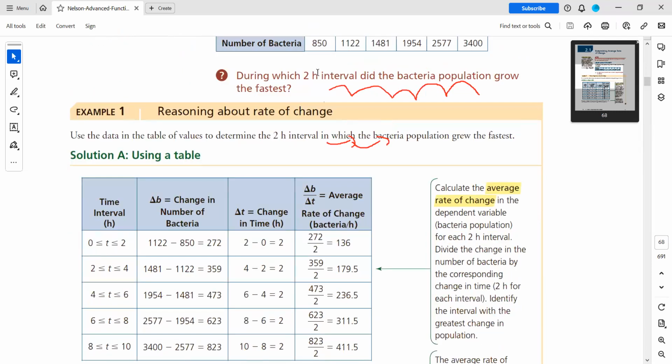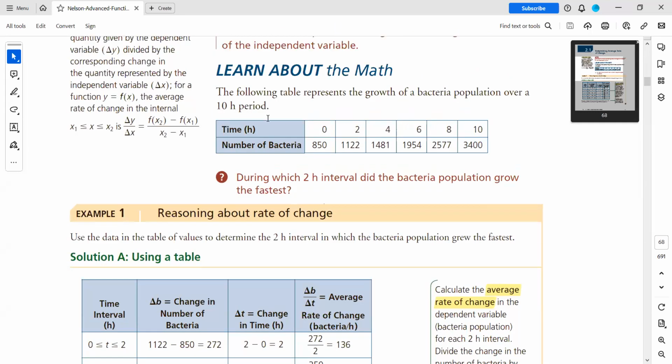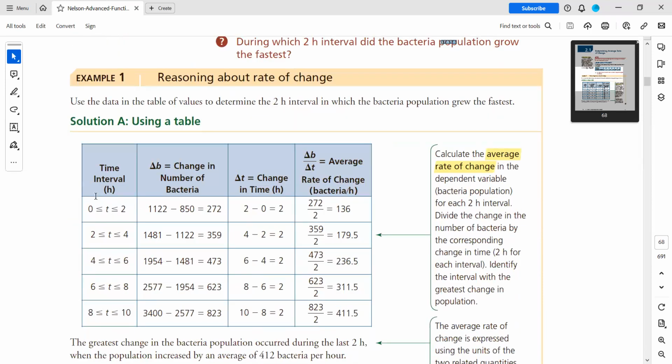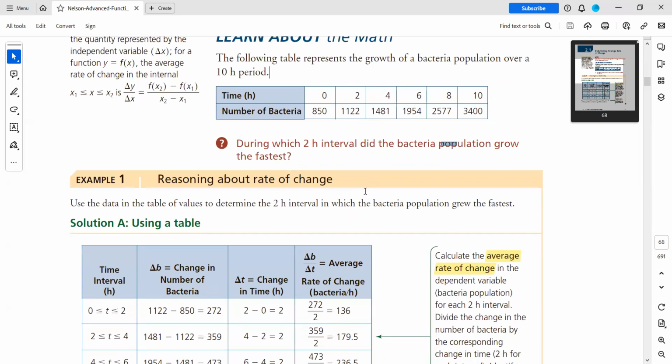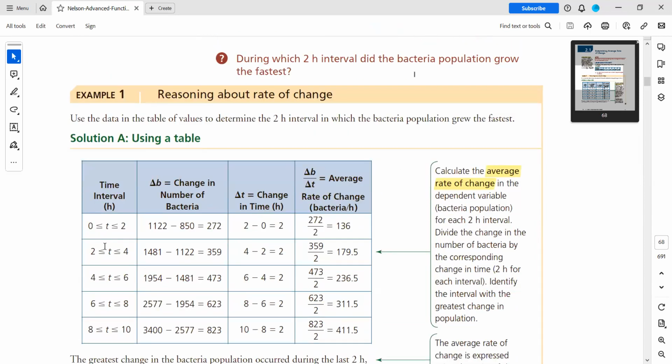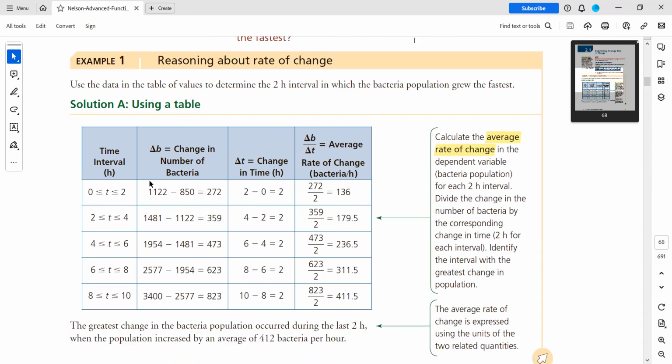And in order for us to determine during which 2-hour interval the bacteria population grew the fastest, we have to use the data of this table and find the difference, basically, or average rate of change for each of these two intervals, right? We could have rate of change from 0 to 2 hours. We could have rate of change from 2 to 4 hours. The only difference are the numbers that we use for our calculations.